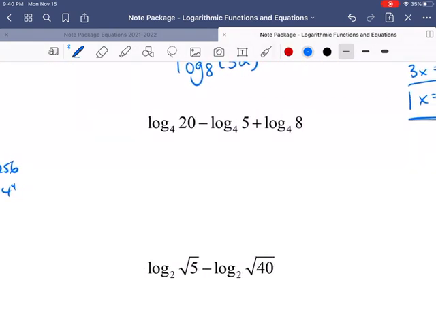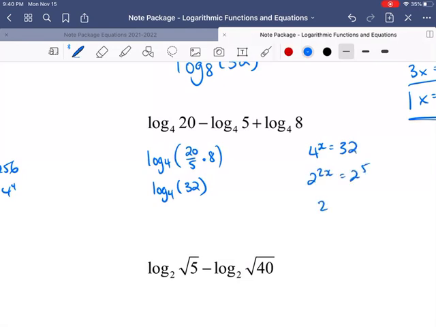All right, here we got quotient and then product. So we're going to create one logarithm, base 4. And the first thing we're going to do is do 20 divided by 5 and then multiply by 8. So we're going to end up with log base 4 of 32. And again, using common bases, 4 to the x is equal to 32. So 2 to the 2x is equal to 2 to the 5. So 2x is equal to 5, and x equals 5/2.